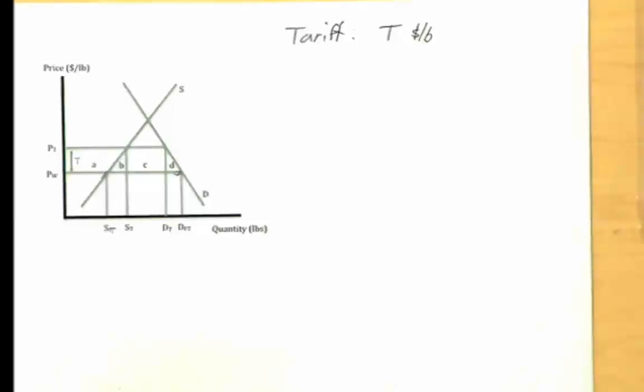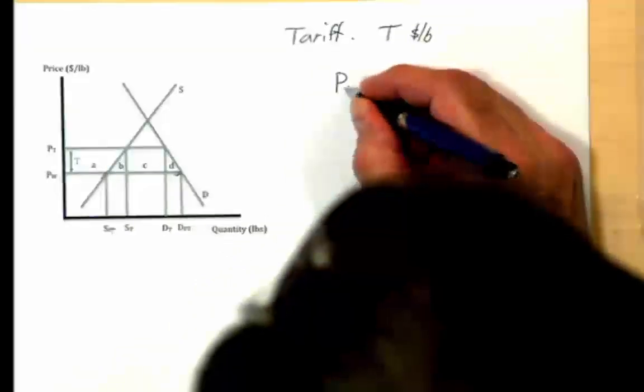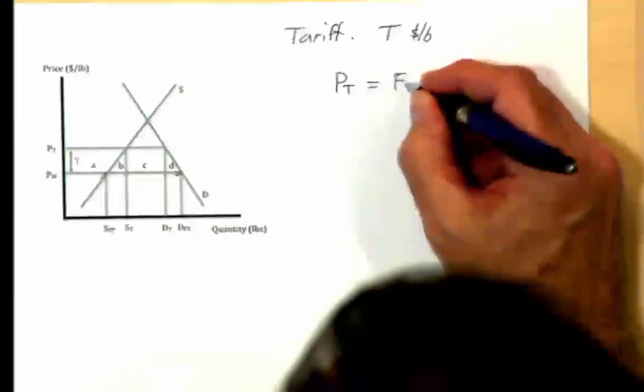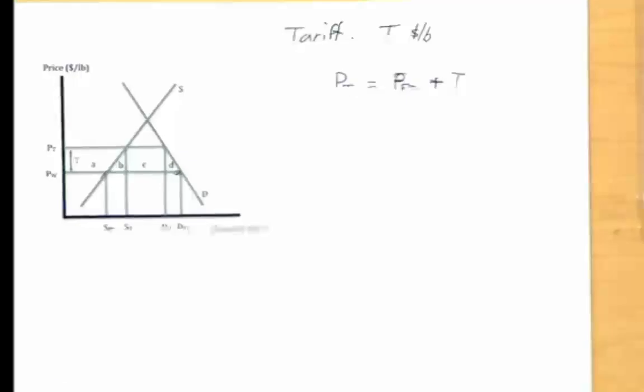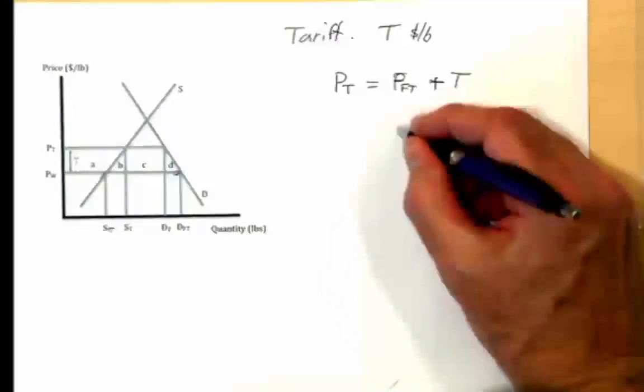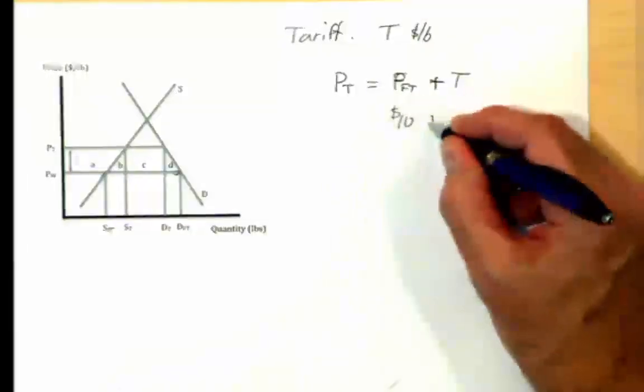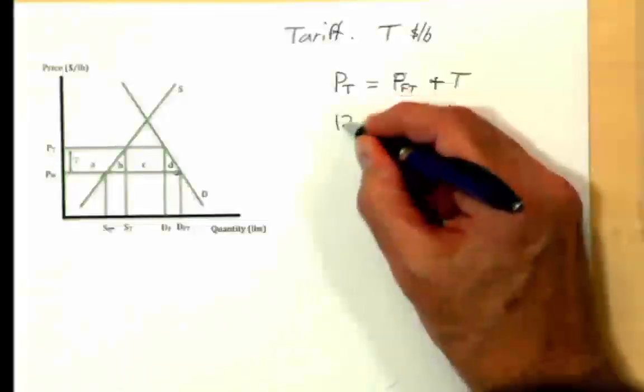And here's what's going to happen in an open, small economy that's open to international trade. The price that prevails in the market with the tariff in place is going to be equal to whatever is the free trade price plus the tariff. Just tack that tax on top of the free trade price. And that's going to turn out to be the new internal price in your market if you put a tax at the border in place. So PT, the price with the tariff in place, is going to be equal to the free trade price that prevailed before plus the tariff rate. So if the price was, say, $10 a pound and the tariff is $2 per pound, then the new price internally is going to be $12 per pound.